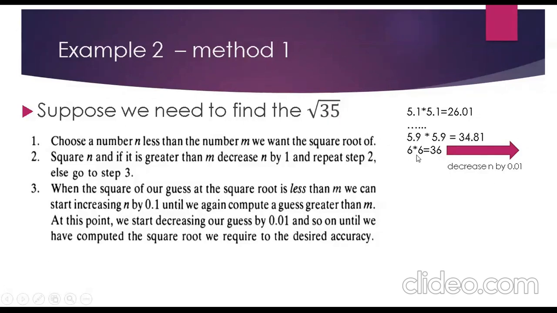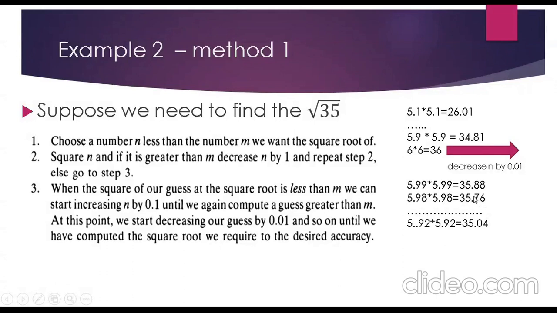So another approach is, we will decrease 6 by, that is n by 0.01. So when you keep on decreasing like that, from 6 minus 0.01, you get 5.99 into 5.99. We got around 35.88, which is almost equal to 36, no? So we will decrease 5.99 minus 0.01, and we'll multiply, we get 35.76.